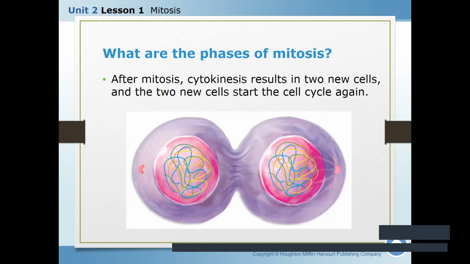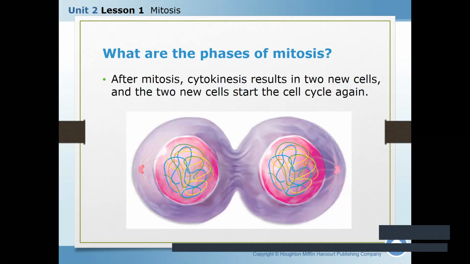So what are the phases of mitosis? After mitosis, cytokinesis results in two new cells. Can you see two new cells? They are identical. They have to be identical. And again, the cells start the cycle again. So this is what we have studied in this lesson.